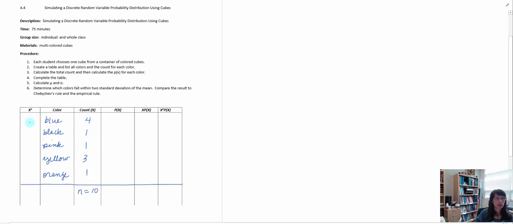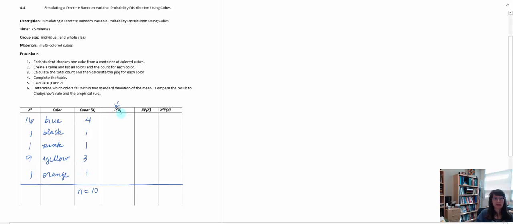So the first column is x squared. We're going to take 4 blue blocks. 4 squared would make 16. 1 squared would make 1. Again, 1 squared makes 1. 3 squared makes 9. And again, 1 squared would make 1.